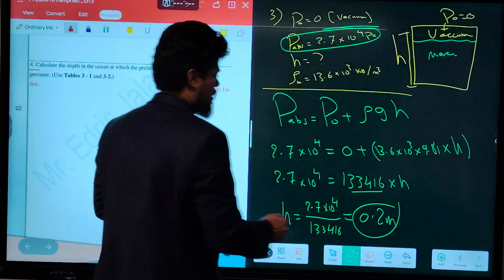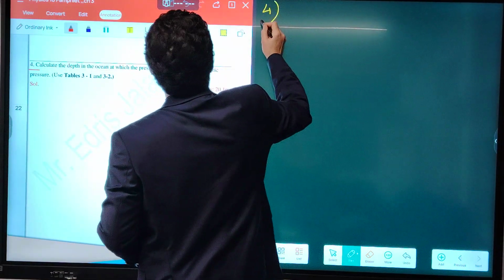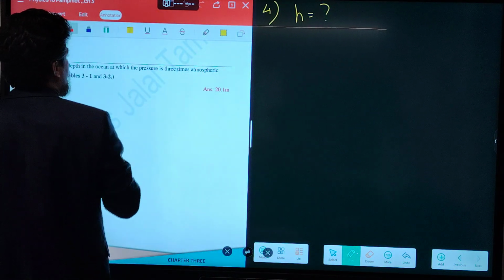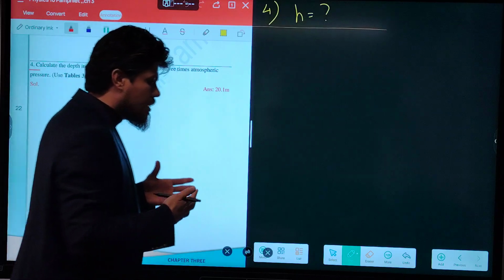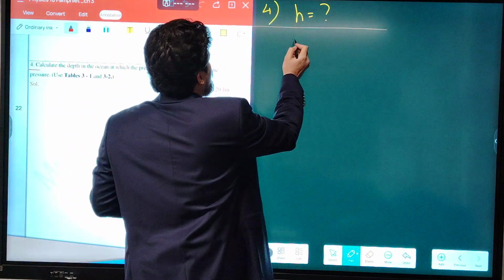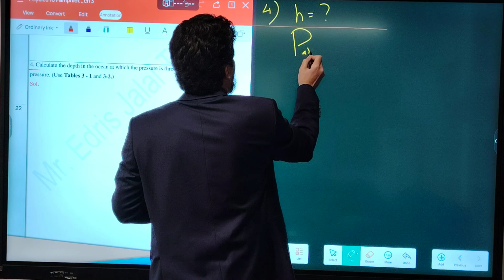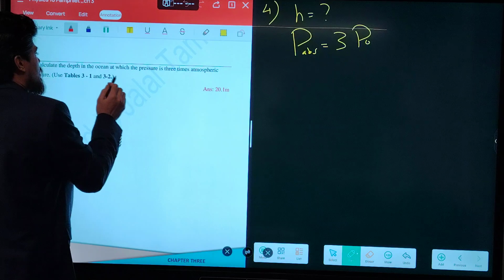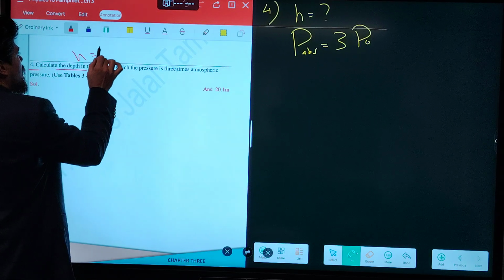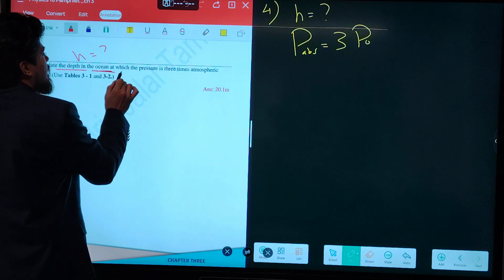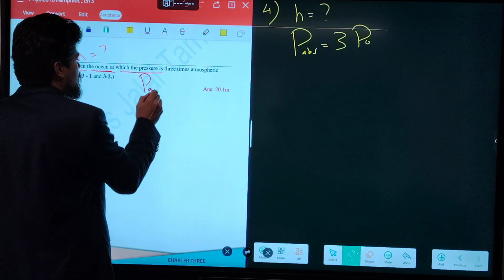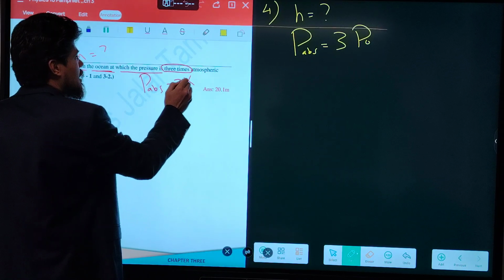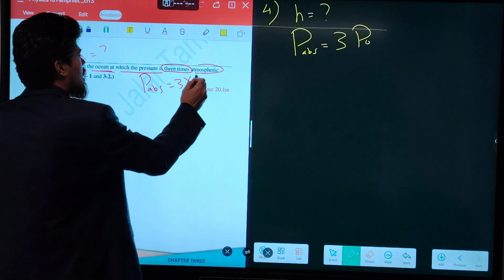Calculate the depth in the ocean. What do you mean by calculate the depth in the ocean? Height is unknown, at which the pressure is 3 times atmospheric pressure. At the bottom of the ocean, P absolute is equal to 3 times P naught. How did you know? Because it was mentioned in the question. Calculate the depth, height is unknown, of the ocean at which pressure, it means absolute pressure, is equal to 3 times atmospheric pressure, 3 times P naught.